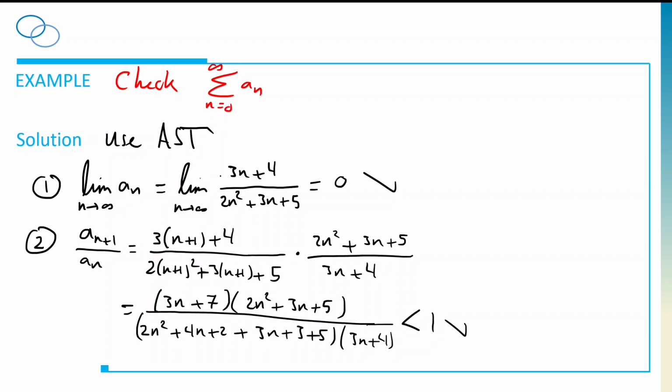Once I check that the limit equals 0 and this is decreasing, I can say that the original series, what is it this time? Using the alternating series test, it converges. And with the absolute value, it was divergent. So we can say that this is conditionally convergent. This time it is conditionally convergent.